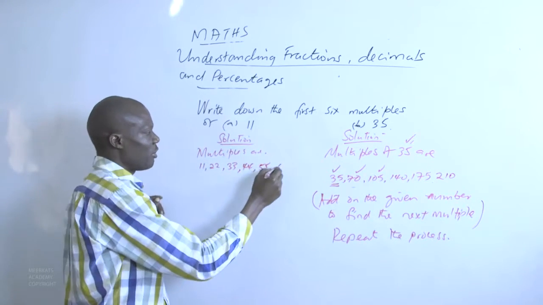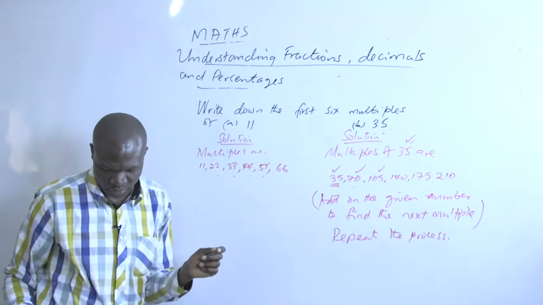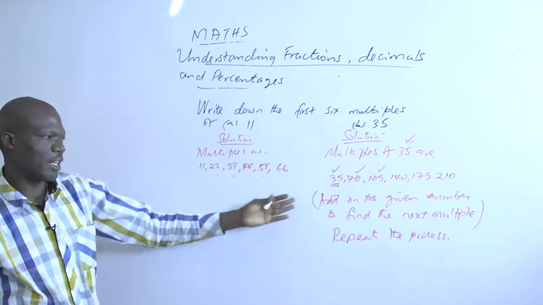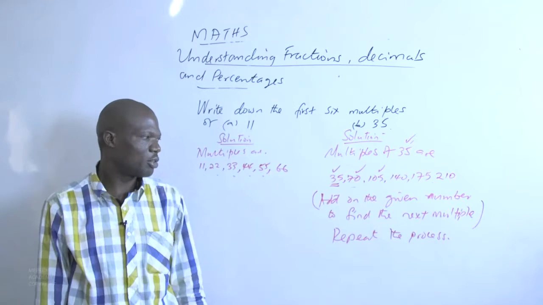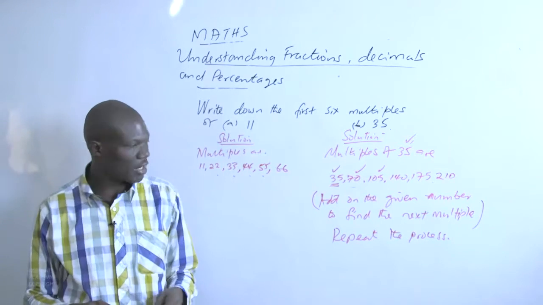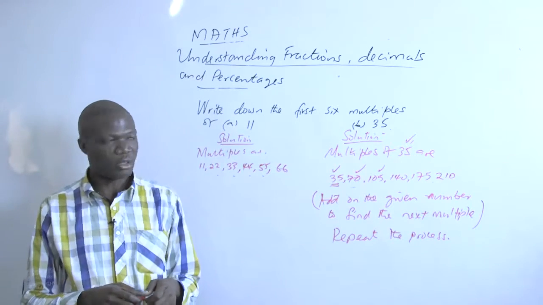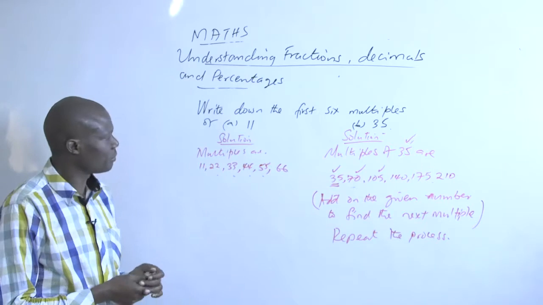If you add 11, you get 66. They want the first 6: 1, 2, 3, 4, 5, 6. And to explain this again, we shall look at this. We are only adding the given number to the next, together again to the next multiple, and we keep on repeating the process until we arrive at what we have.